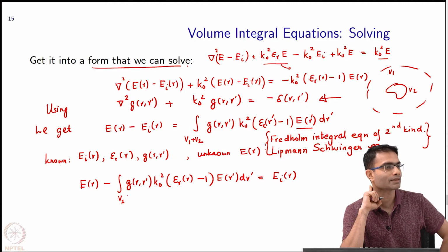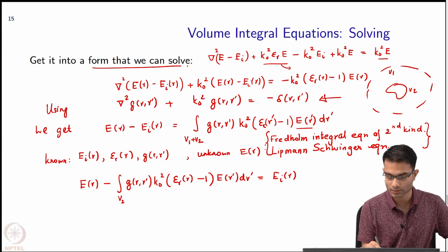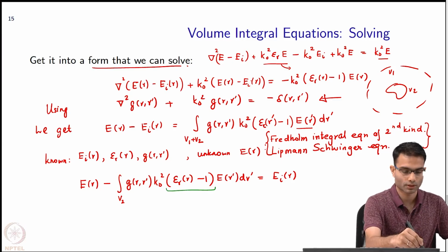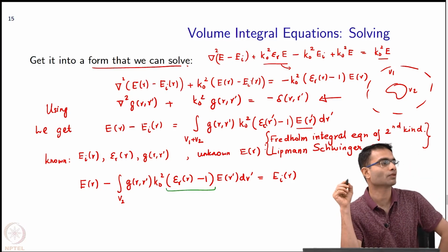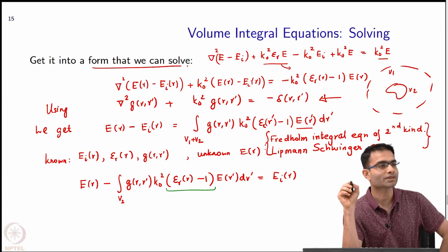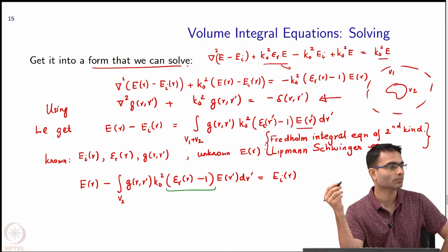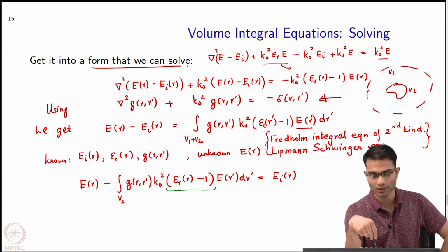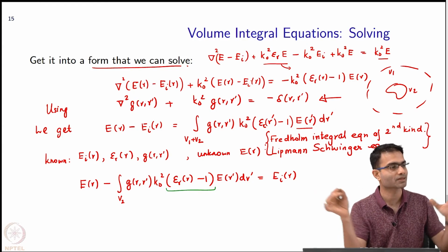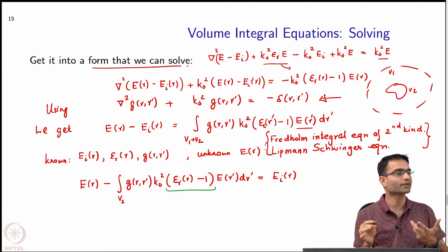Look at the integrand, is the integrand non-zero everywhere? Look at this term, right. This term is non-zero where? Only inside V2. Outside V2 in the region V1, it is vacuum. So, what is the relative permittivity of vacuum? 1. So, this integral over here, our life has become simple because automatically it is restricted only to the region of interest, V2.